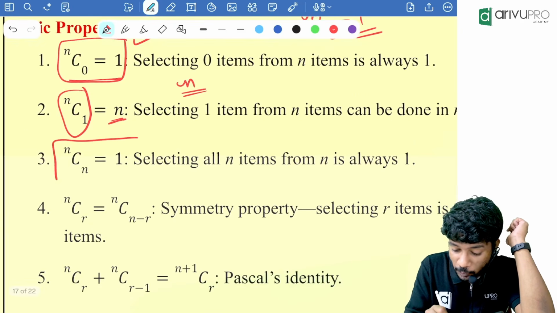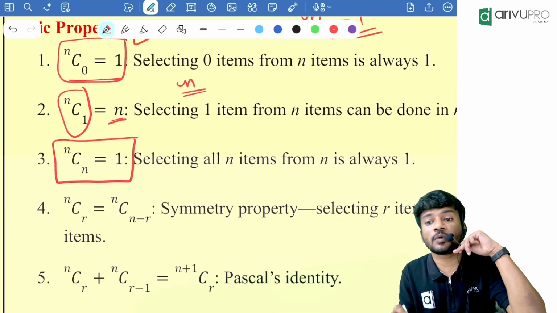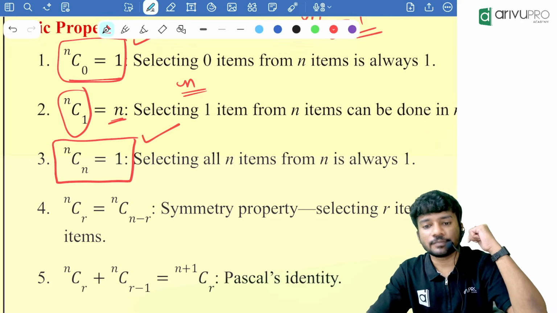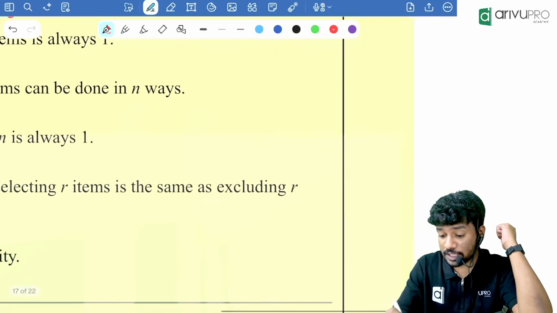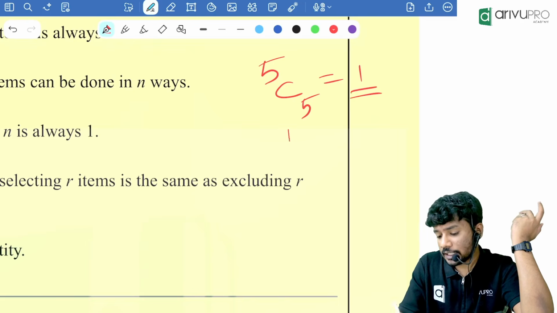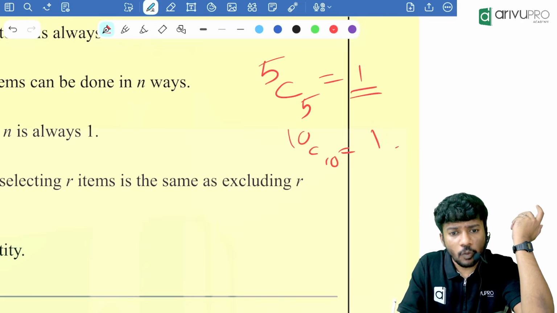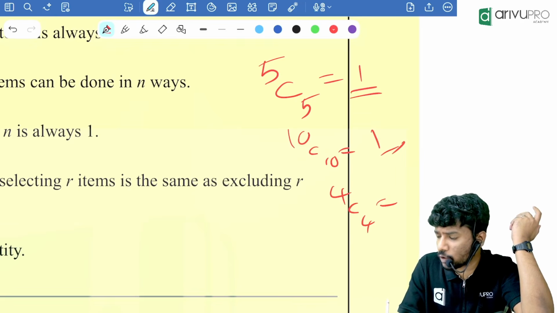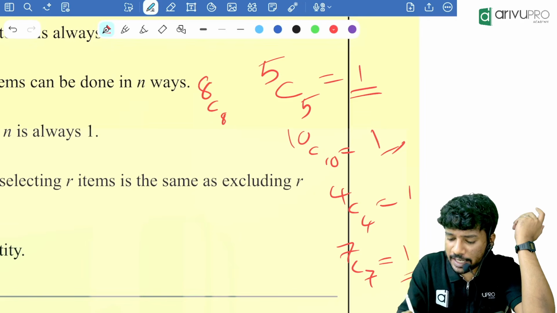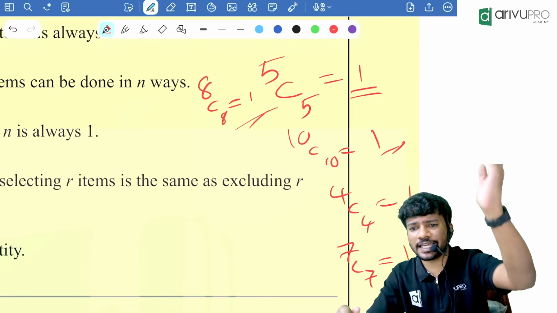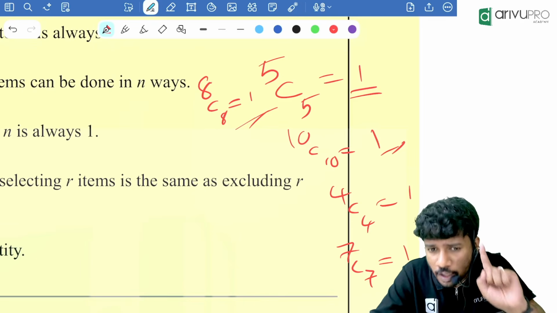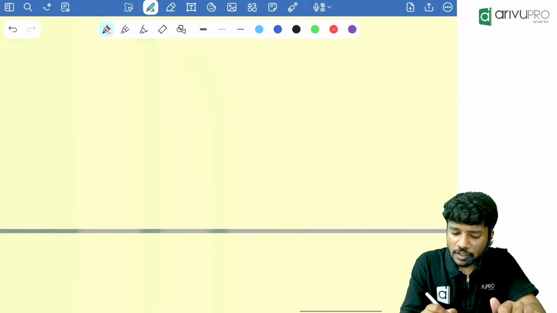Then the most important one is this. NCN is equal to how much? NCN is equal to 1. For example, 5C5 is equal to how much? 1. 10C10? 1. 4C4? 1. 7C7? 1. 8C8? 1. Whatever N and R value, if both are equal, that value is equal to how much, people? 1.